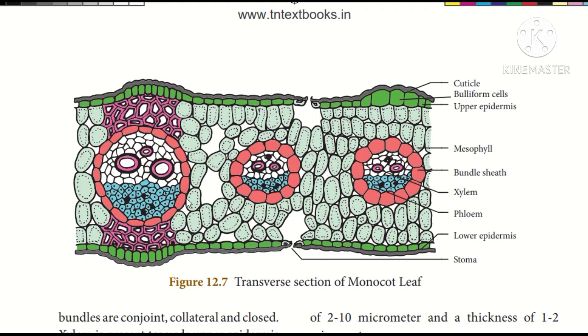And coming to the vascular bundle, a large number of vascular bundles are usually present here, some of which are small and some may be larger. See that this is a larger vascular bundle and some are smaller also. Now each and every vascular bundle is surrounded by a kind of simple tissue called the parenchymatous bundle sheath. And the vascular bundles are conjoined, collateral and closed, with the xylem present towards the upper epidermis and the phloem facing towards the lower epidermis, as you can see in this diagram. So this is the internal structure of the monocot leaf.